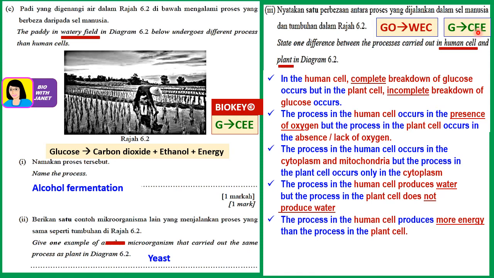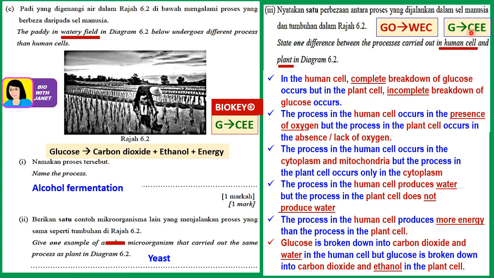The process in the human cell produces more energy than the process in the plant cell. Okay, this energy produced in the aerobic respiration is much more than for alcohol fermentation, because the breakdown of glucose in alcohol fermentation is incomplete, so less energy is released. So last point, glucose is broken down into carbon dioxide and water in the human cell, right? Carbon dioxide, C for carbon dioxide, W for water. But in the plant cell, for alcohol fermentation, glucose is broken down into carbon dioxide and ethanol instead. All right? So memorize the differences here as they can be asked in the essay questions.